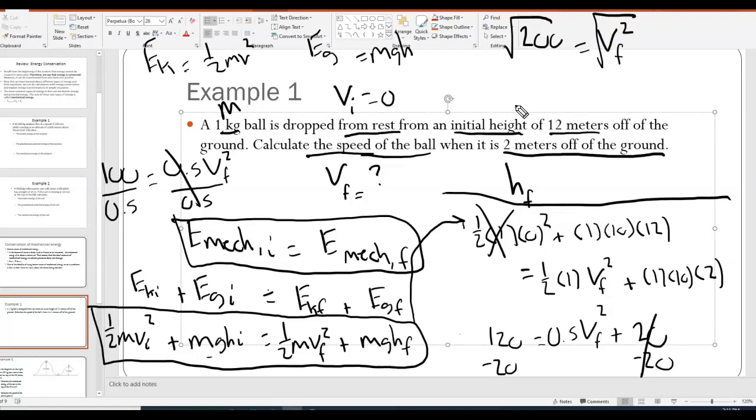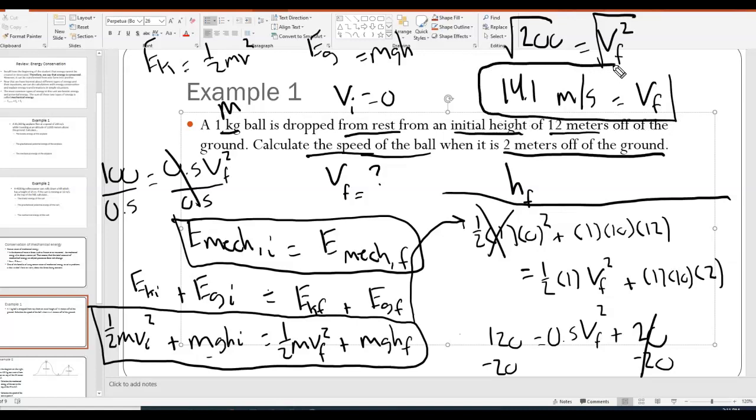Now the square root of 200, I type that into my calculator, and I get 14.1. So 14.1 meters per second, that is V final. And so that is how fast the ball is moving 2 meters off of the ground. It was dropped with no speed, but as it falls, it goes faster and faster. So that's the speed 2 meters off of the ground. That is a full-on conservation of mechanical energy problem that we just did.